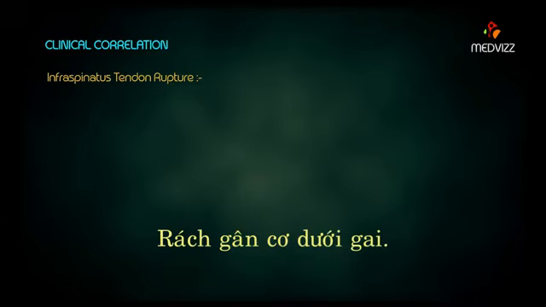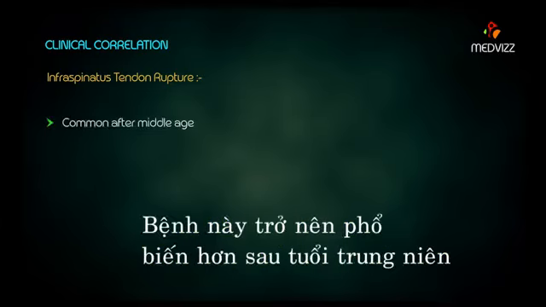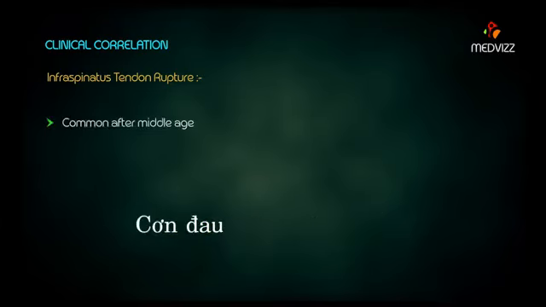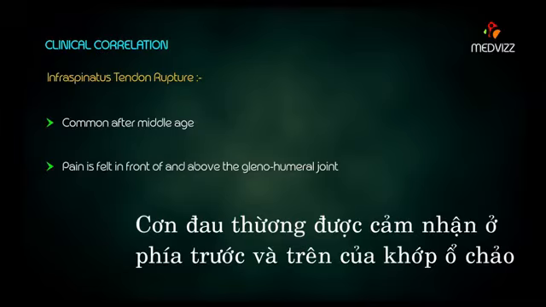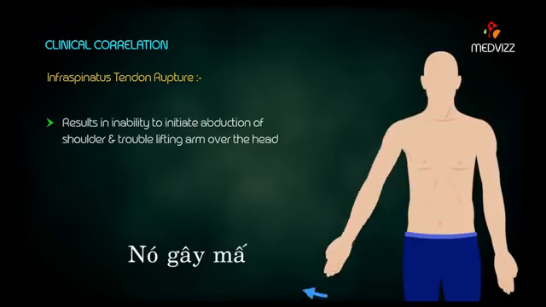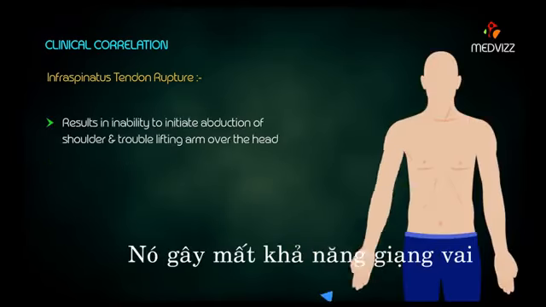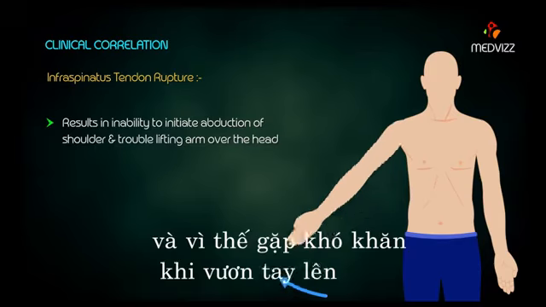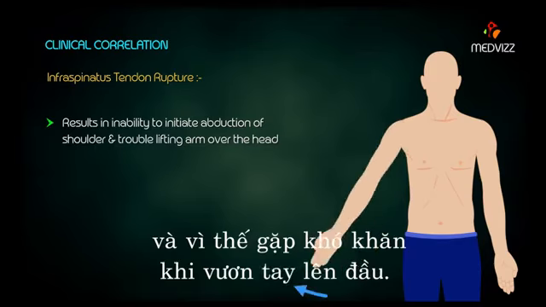Infraspinatus tendon rupture. This becomes more common after middle age. Pain is felt in front of and above the glenohumeral joint and is more severe during shoulder movements. It results in inability to initiate abduction of the shoulder and hence trouble lifting the arm over the head.